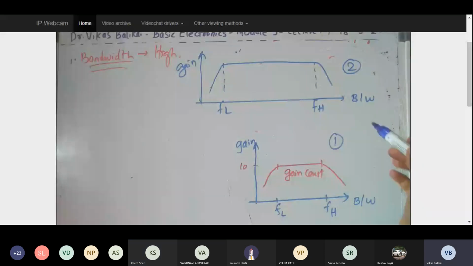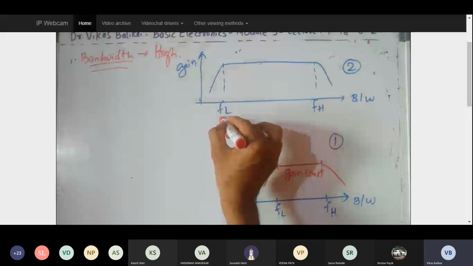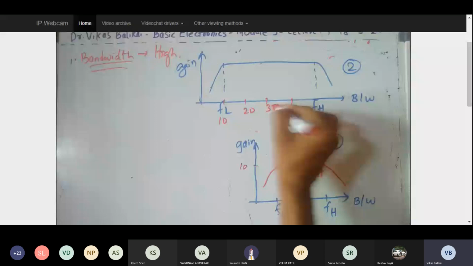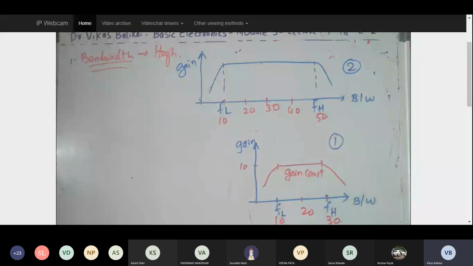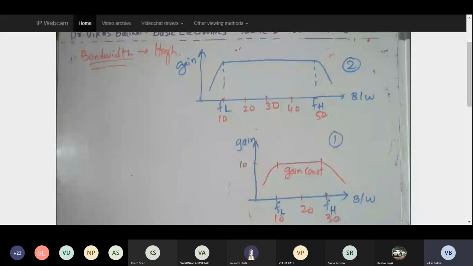Because this indicates, let's mark it 10, 20, 30, 40, 50, and let's mark here also 10, 20, 30. The op-amp with the frequency response as shown in figure number 1 will take input voltage having frequencies from 10 hertz to 30 hertz only. If the frequency goes even a little above 30 hertz, the amplifier will not be able to amplify it properly because there's a decline in the graph.